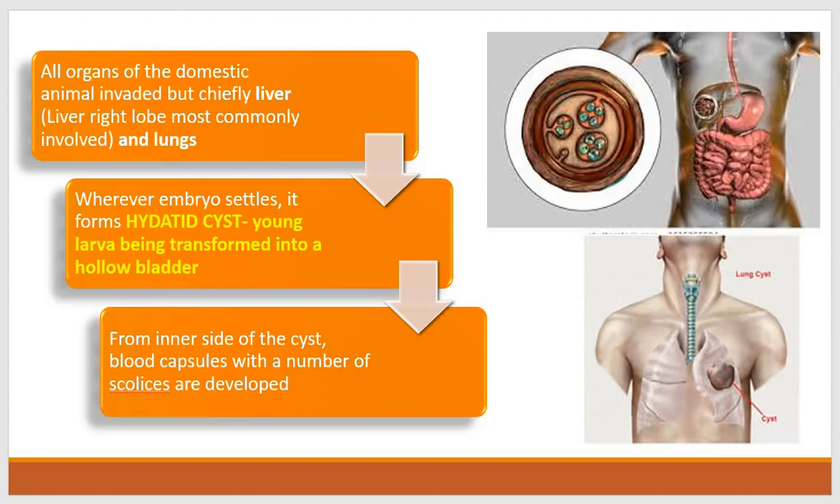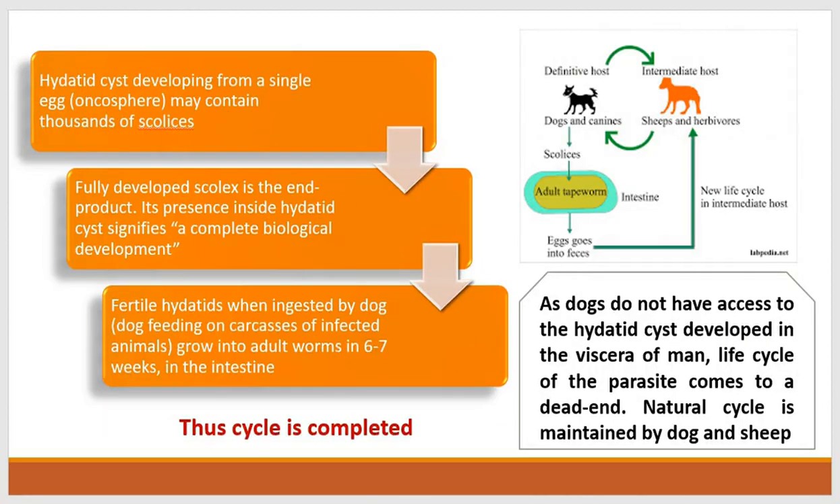From the inner side of the cyst, blood capsules with a number of scolices are developed. The hydatid cyst developing from a single egg, the oncosphere, may contain thousands of scolices. The fully developed scolex is the end product. Its presence inside the cyst signifies a complete biological development.